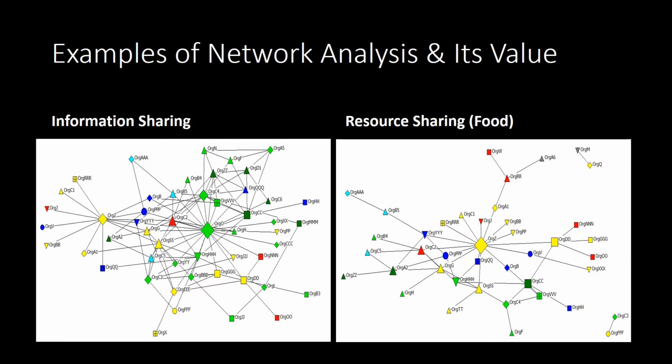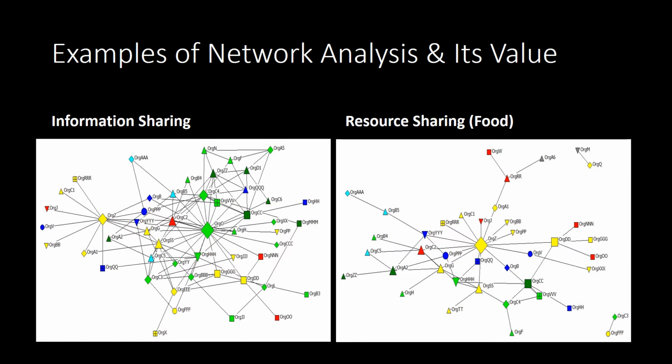On the right, we have the same network, organizations addressing food access in a region, but rather than information sharing, the lines represent food sharing. You can see that the network is very different now because the flow of food distribution is very different from the flow of information. Fewer organizations share food with one another in comparison to information, which is to be expected. But what is interesting is to see how different the overall shape of the 2 networks are. And in the food sharing network, only the large yellow diamond acts as a bridge.